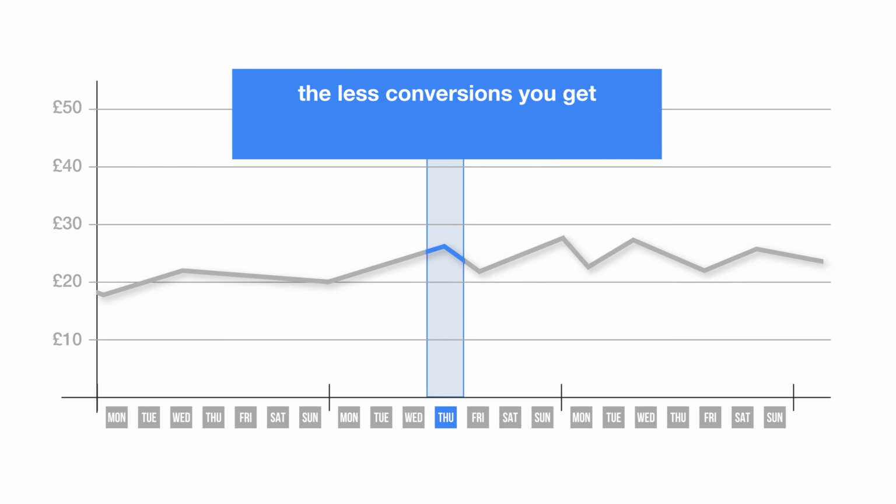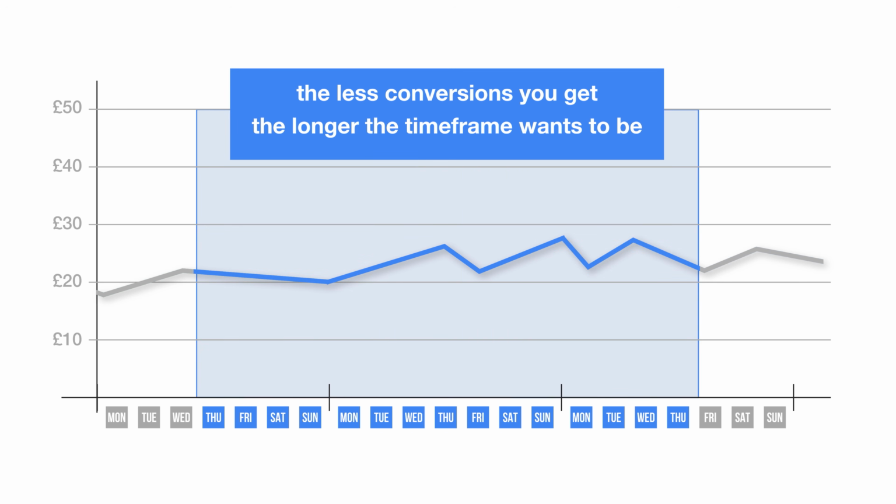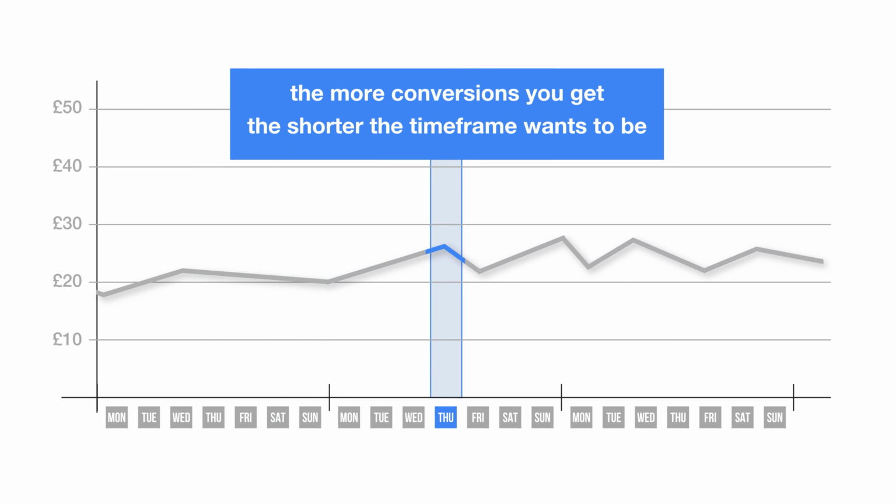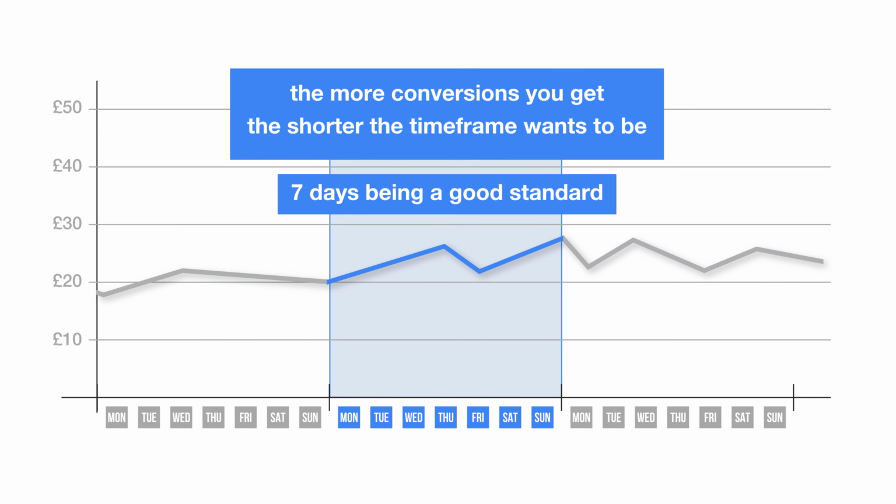But if you're only generating 1 conversion a day, looking at the last 2 days of data is kind of meaningless, right? It's like, did you get a conversion? Did you not? You haven't got enough data for that to be statistically significant. So the less conversions you get, the longer the time frame wants to be. The more you get, the shorter that time frame can be, with 7 being like a good standard, okay?